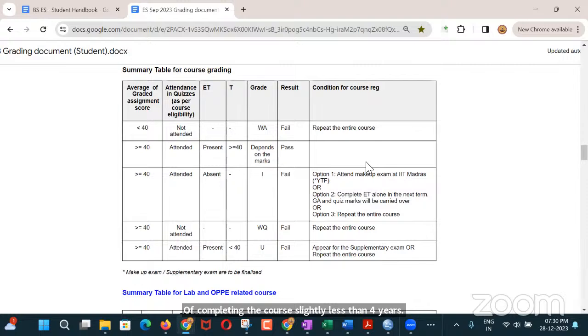So is that the reason we have 2 semesters per year? No, that's the design of the program. The design of the program is such that it is two terms or 2 semesters, and it's designed in such a way that it gets completed in 4 years.